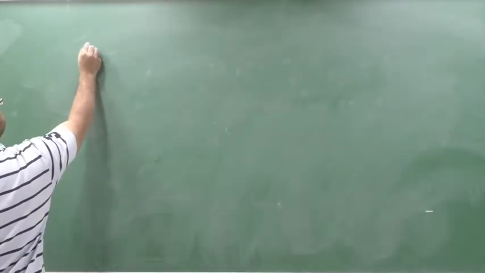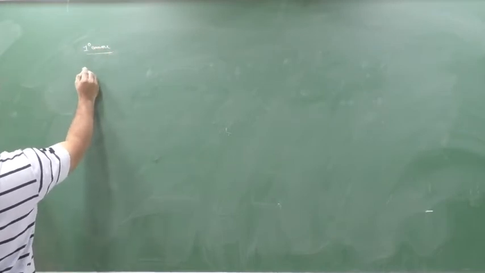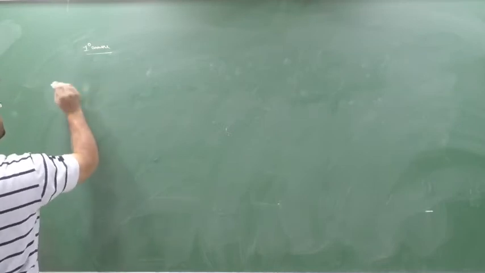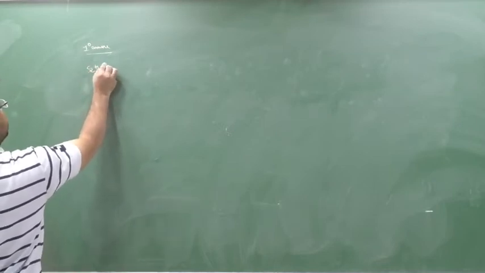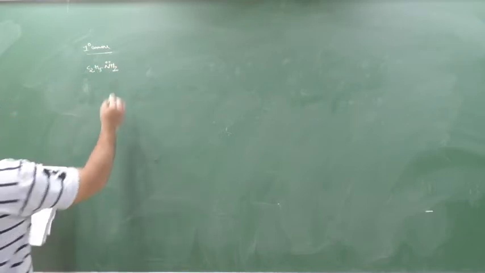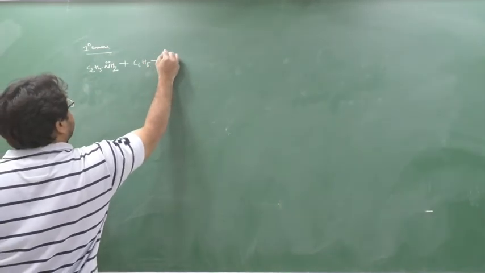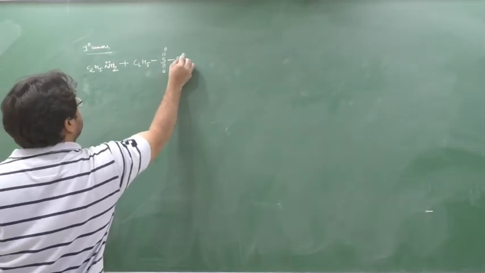I hope you have written the Hinsberg reagent. See, first I will take 1 degree amine. First we will see for the 1 degree amine. See beta, 1 degree amine is RNH2. Yes or no? We will take one example, C2H5NH2, here one lone pair. Clear? And I am taking benzene sulfonyl chloride, that is C6H5 S double bond O, Cl.